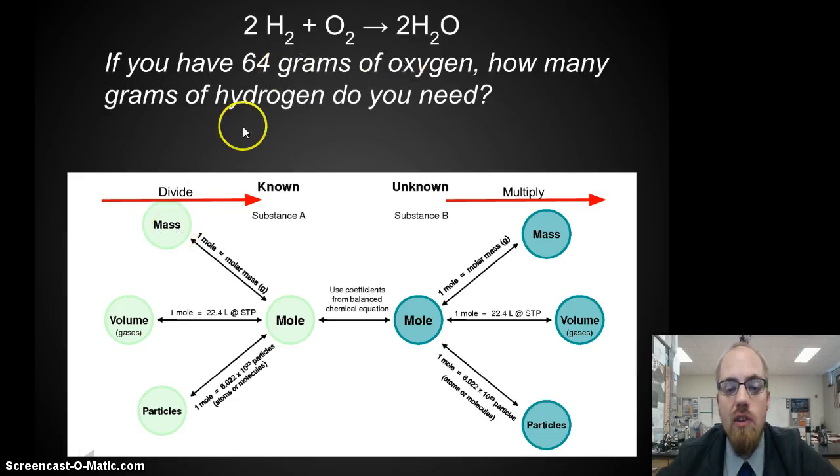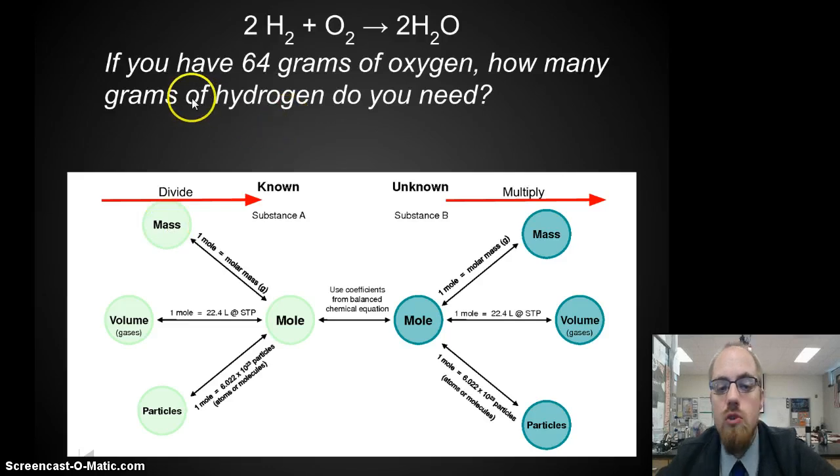We know how much oxygen we have, so that's our known substance. And we want to convert that into grams of hydrogen, our unknown substance. So in order to do that, we have to go over to our mass island of the second substance we're dealing with, in this case hydrogen. Since hydrogen is not the same thing as oxygen, we have to convert into a different set.